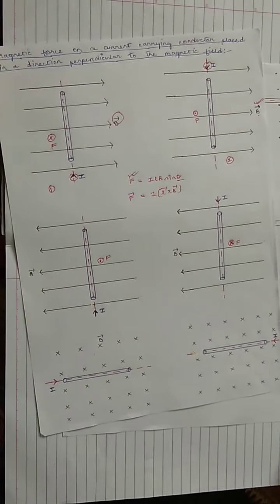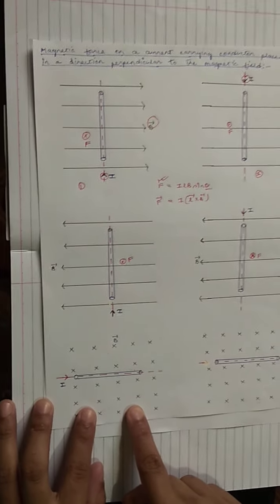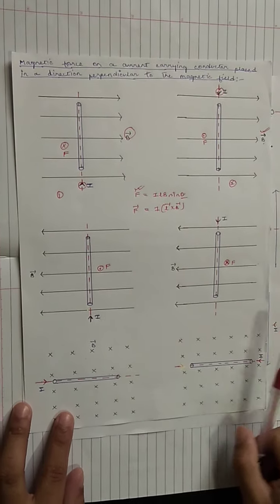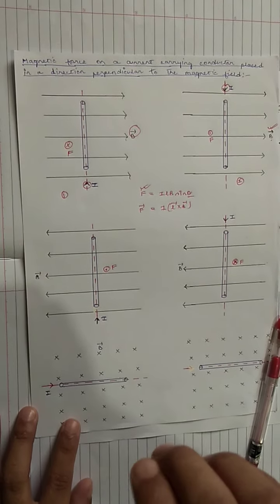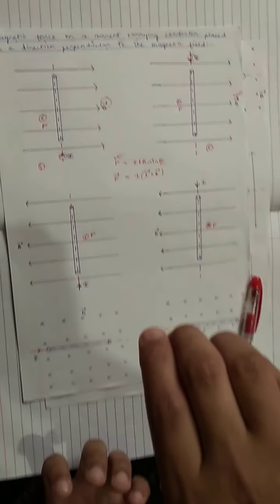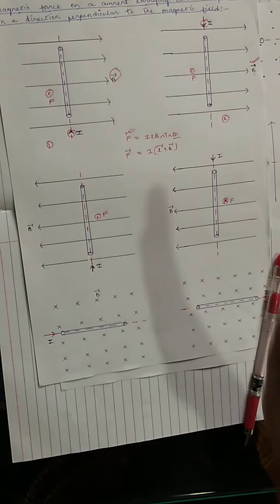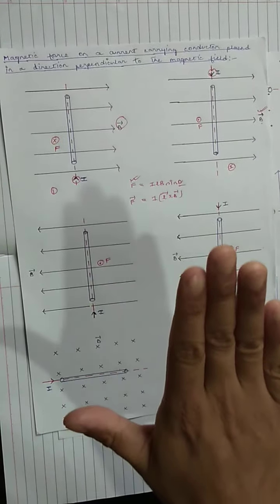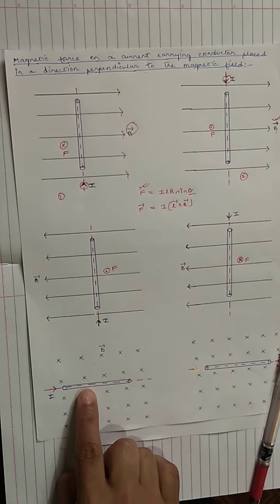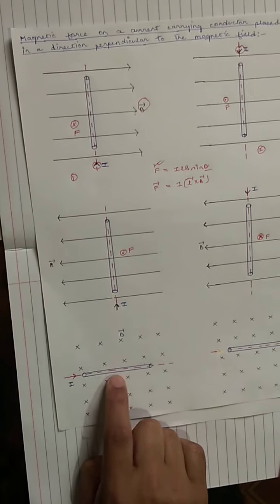Then another example, when the magnetic field is perpendicular and downwards, represented by this cross. This means the north pole of the magnet is on the upper side and the south pole is on the lower side. The direction of the current is in this direction. So I will make use of my right hand palm rule to find out the direction of the magnetic force on this conductor.